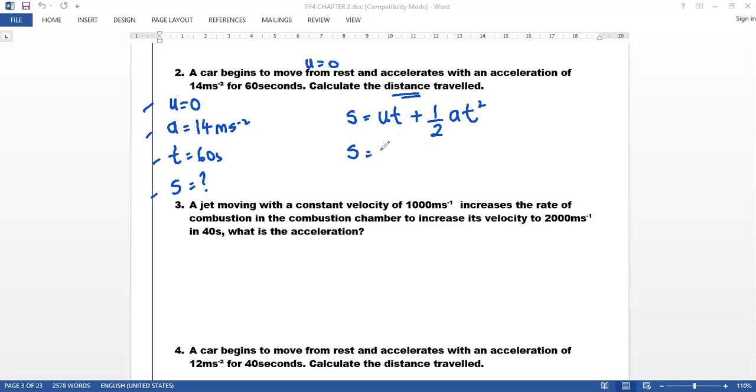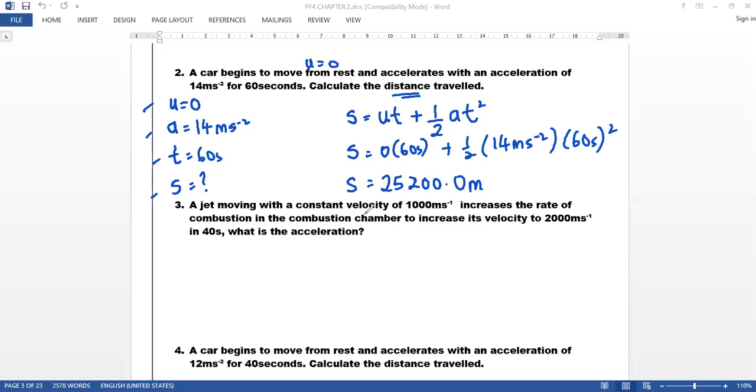So S equals to U was 0, time was 60, plus half, A is given 14, and the time taken is 60. So what is the value we get? What is the value of S? Okay, can you all solve for me each part, guys? When you solve this, you get the answer 25,200 meter. That's the answer.